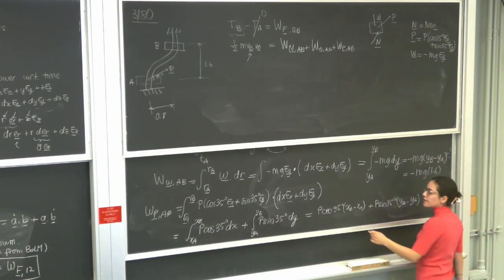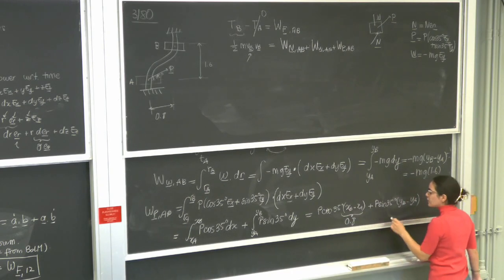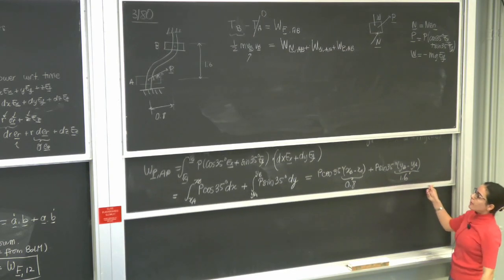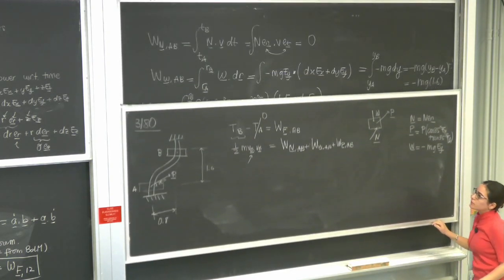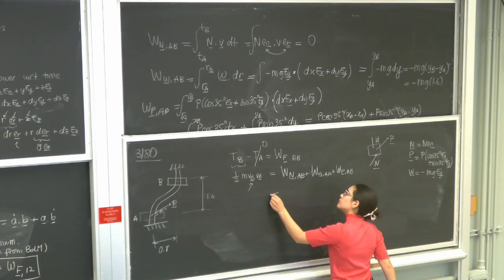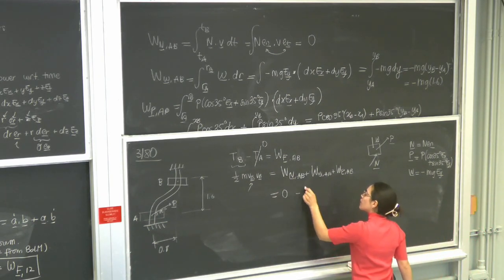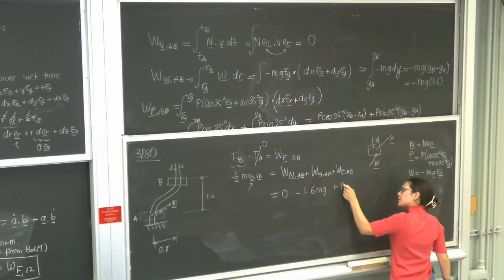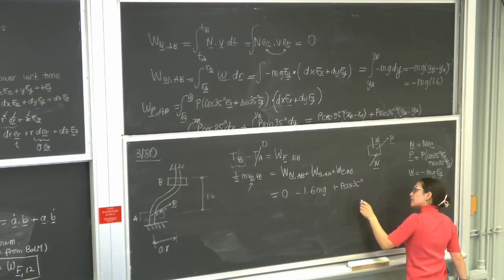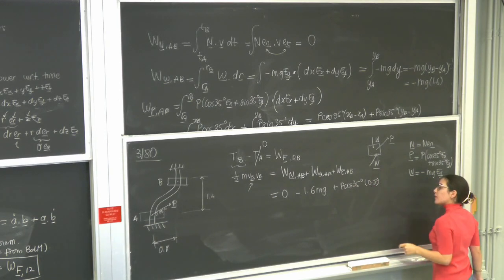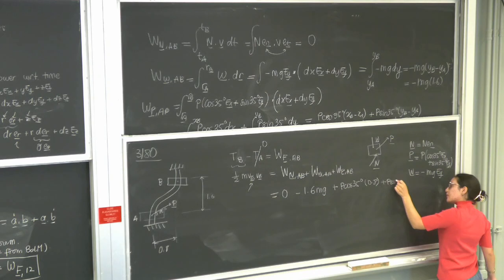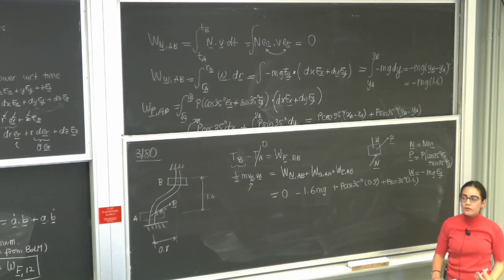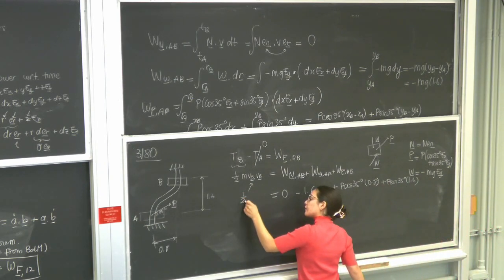What is xb minus xa? What is yb minus ya? Awesome. So I found all my terms. So the work of the normal force, that's 0. The work of the weight is minus 1.6 mg. The work of the force P is P cosine 35 degrees times 0.8 plus P sine 35 degrees times 1.6. I can replace P by its value 25 and I can solve for the magnitude of the velocity.